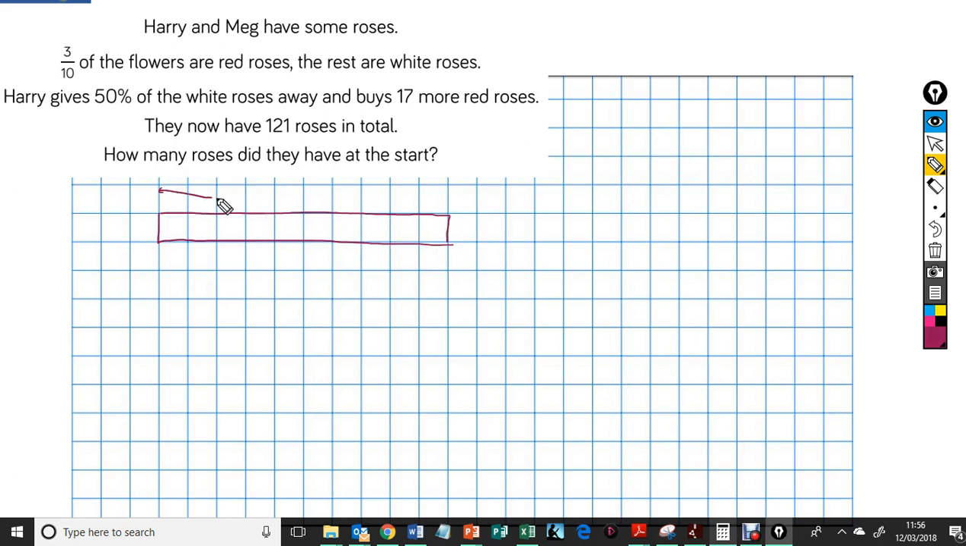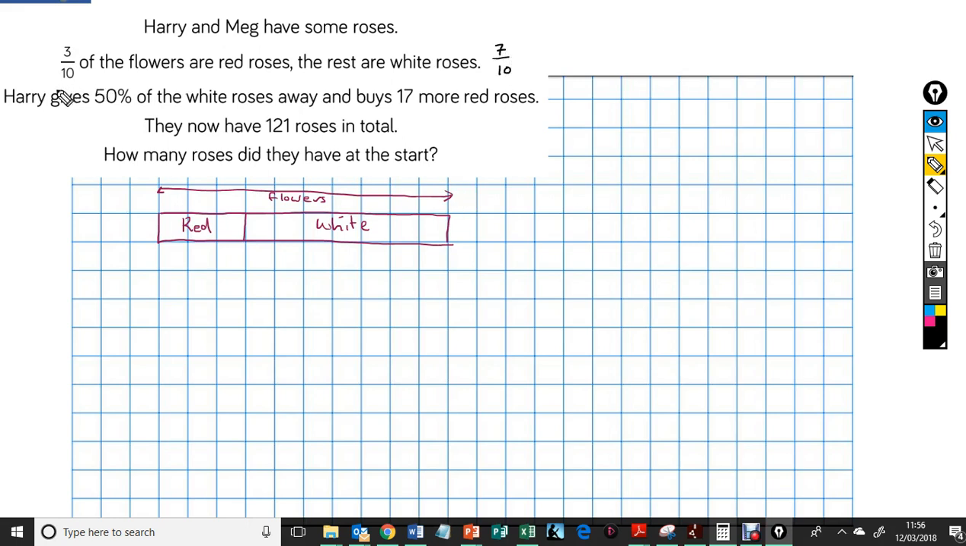Right, okay. So can I do any better there? Not particularly. All right, so that's all the flowers. And then we're told 3/10, 1, 2, 3 are red, and 1, 2, 3, 4, 5, 6, 7. That means 7/10 are white. Okay, fantastic, that's helpful. I now see that the rest, the white roses, is 7/10.